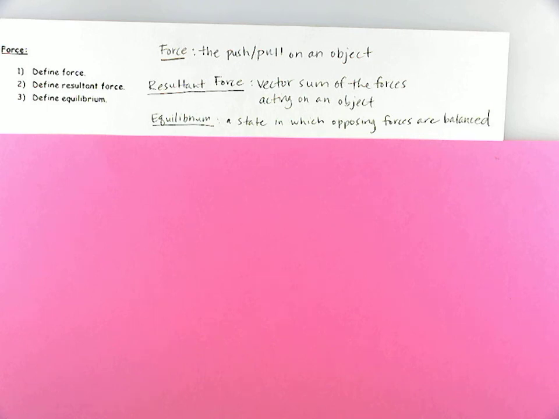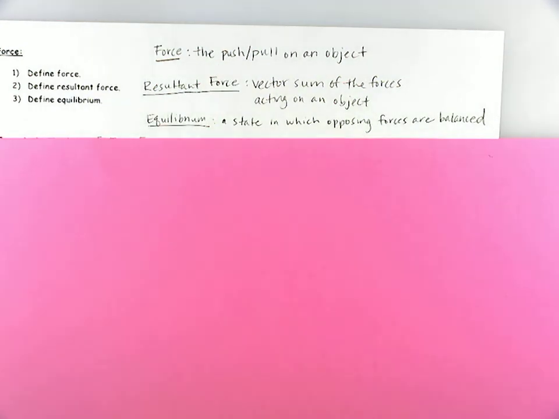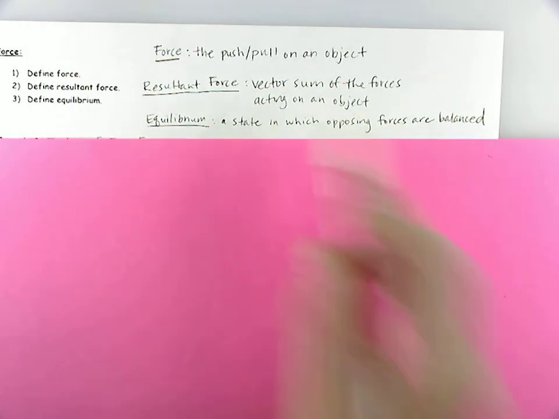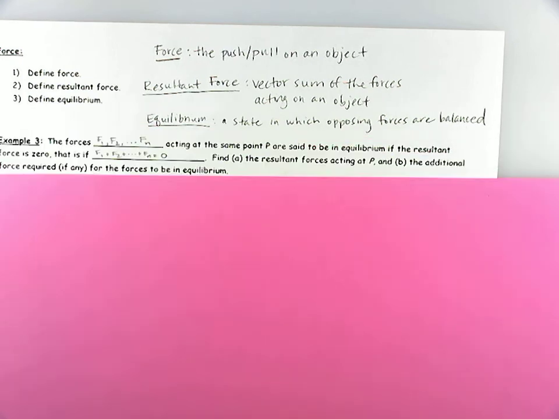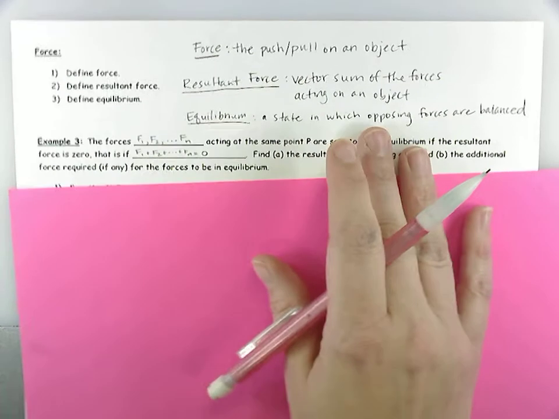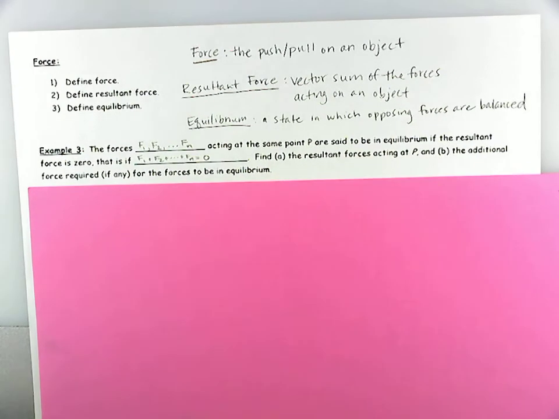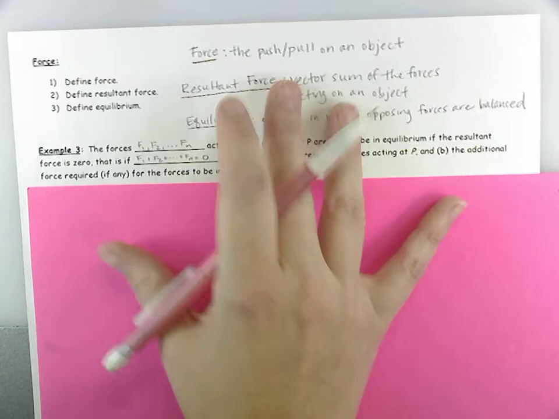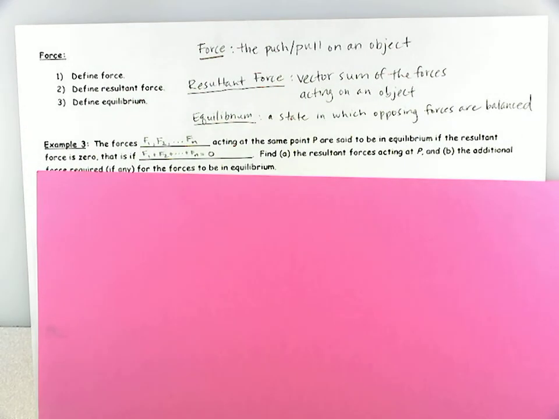Okay, so a force is going to be the push or pull on an object. The resultant force is the vector sum of the forces that act on an object. So because it's the vector sum, we are going to end up adding those together. And then equilibrium is the state in which opposing forces are balanced. So if you have balancing forces, what that means is when you add them together, do you guys know what the vector would be if it's in equilibrium? Yeah, 0, 0. Yep, it would be 0.